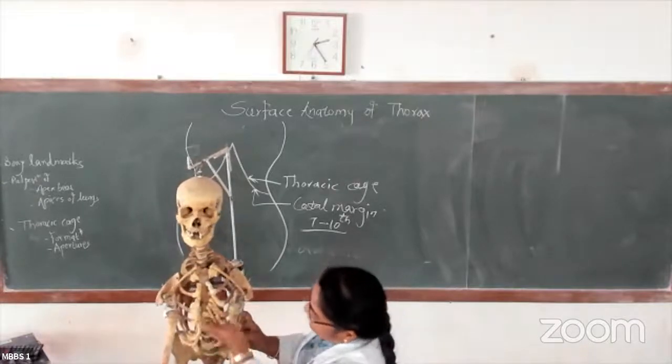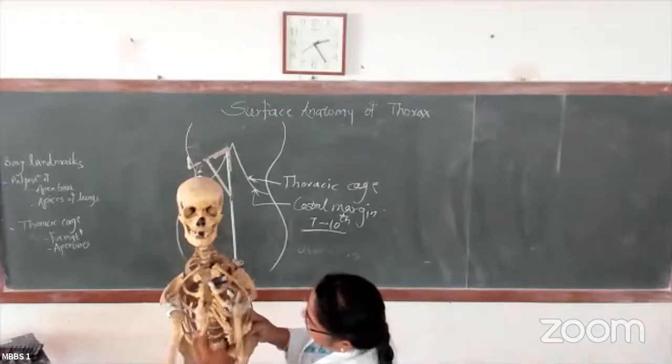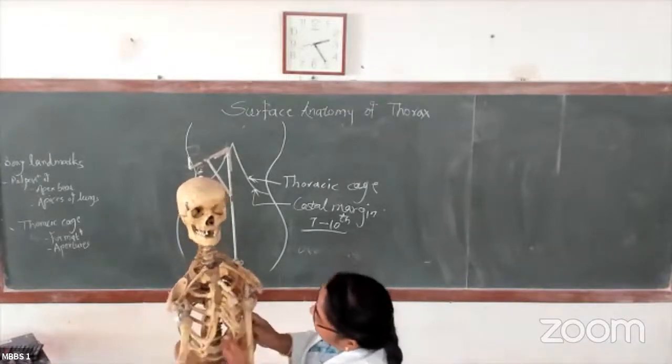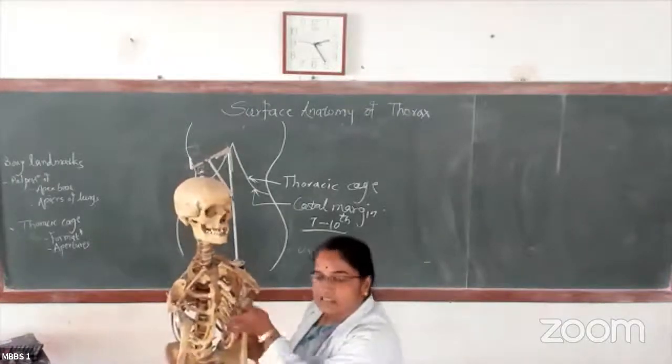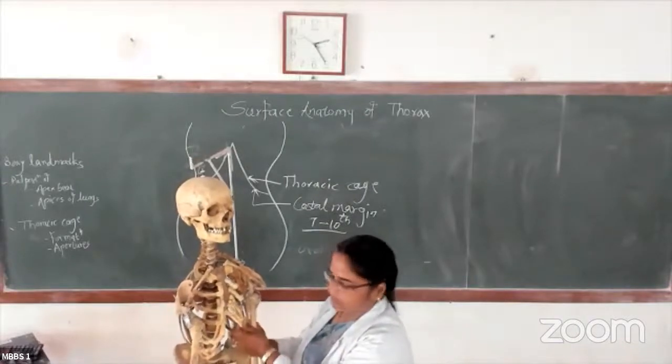So this is the costal margin. So this costal margin is formed by the upturned edges of 10th, 9th, 8th and 7th costal cartilages, by the union of these costal cartilages.